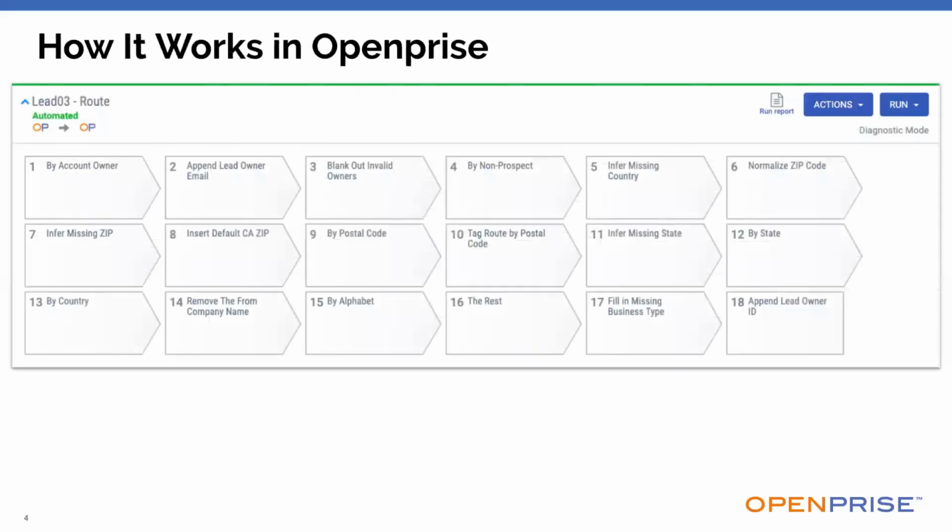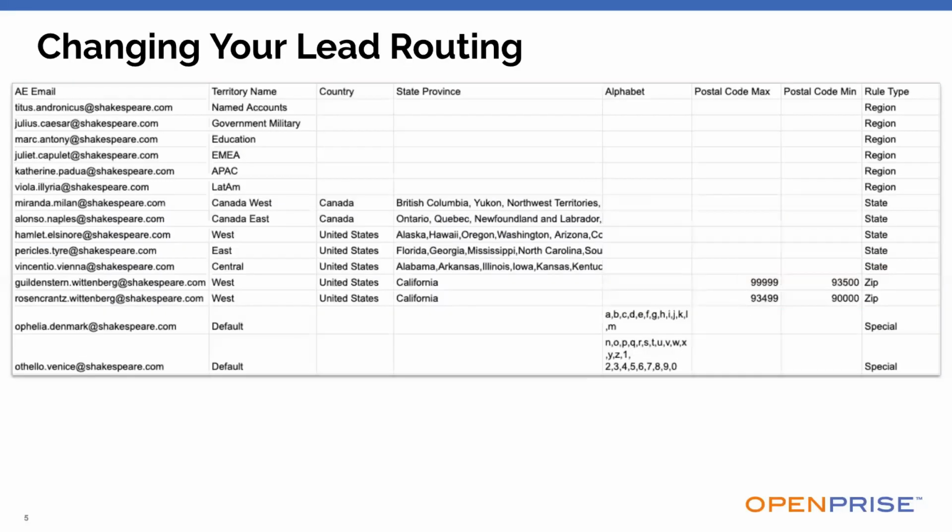Here's an example of a routing job. In this case, we assign based on specific account owner, then by non-prospect, for example, partners in media, then postal code, state, and so on. So now say the head of sales has decided to split up California between two reps and picks postal code ranges to assign those leads. We've added the postal code maximum and minimum into the table and added the new line into the spreadsheet for the new sales rep. Next time the job runs, it will reassign all the leads affected by the zip codes shown.